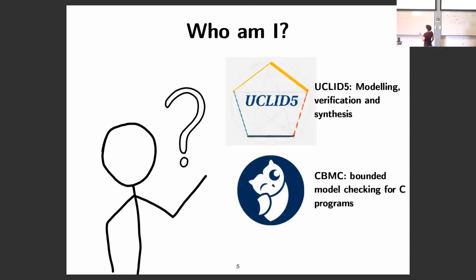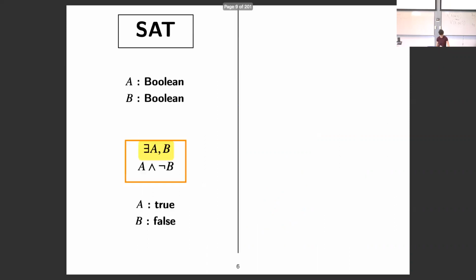I'm the main maintainer of the Euclid 5 tool, which is a modeling framework that allows you to build models in its language and then deploy verification and synthesis queries to SMT solvers. I've also done a bunch of stuff with CBMC, which is a bounded model checker for C programs, which spits everything out to a SAT solver at the back end. So I would say I'm pretty good by now at using SAT and SMT solvers. It's my thing.